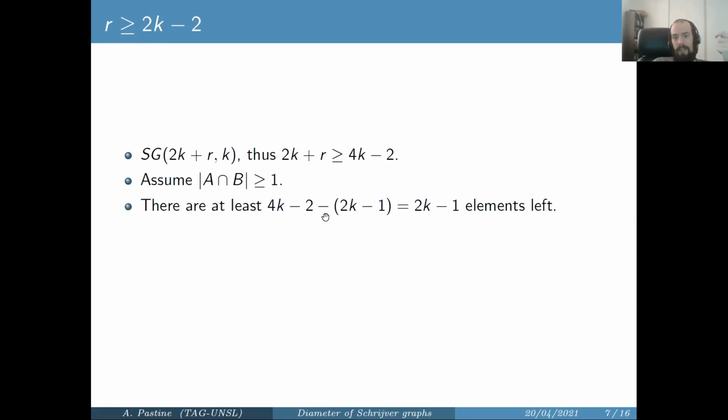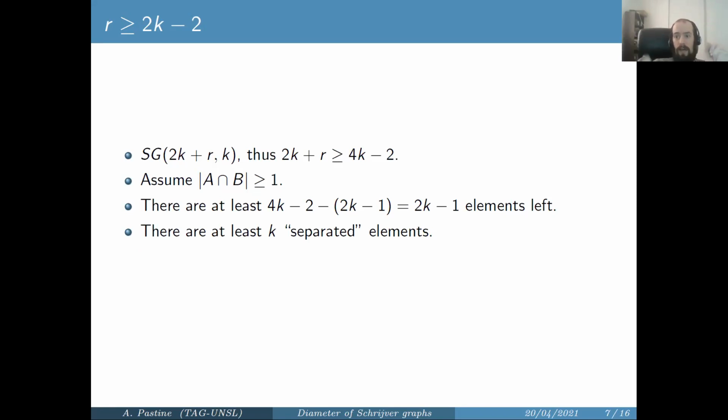But that means that, since A union B now has at most 2K minus 1 elements, we have at least 4K minus 2 minus this, so that's 2K minus 1 elements left. If we have 2K minus 1 elements left, that means that we can choose at least K of them that are not consecutive, right?